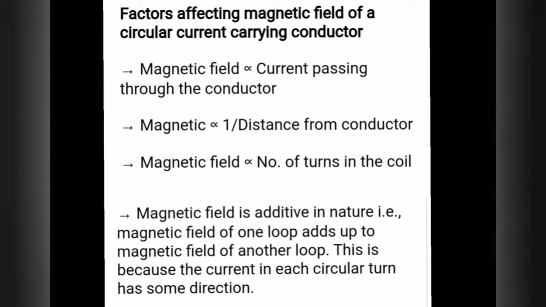So here what happens, the magnetic field of one loop, that is the first loop, adds up to the magnetic field of another loop, and it keeps on adding the magnetic field of one loop to the magnetic field of another loops. Therefore magnetic field is additive in nature, and we know that this happens because the current in each circular turn has the same direction. When the coil makes the shape of a circular coil, it will have the same properties as a single coil, right? Therefore the current in each circular turn will be in the same direction.